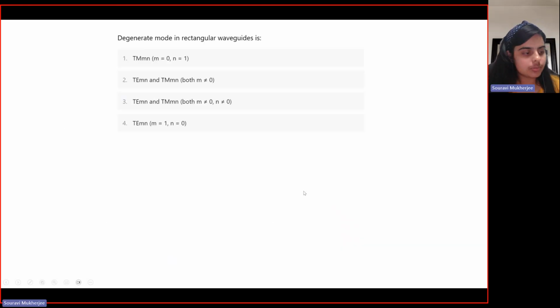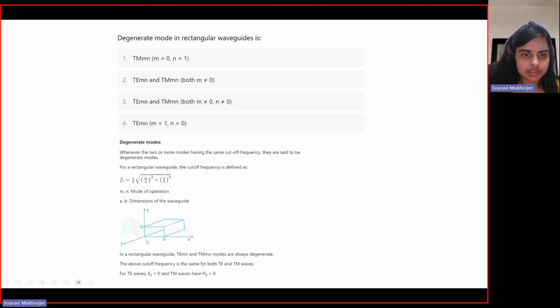Now, degenerate modes in rectangular waveguides. What do you mean by degenerate? So you can see that you have these different modes which are defined by M and N. But there could be many modes which can correspond to the same cutoff frequency. So then those modes would be degenerate. Now the question says that out of all these options, which of them are degenerate modes? Now, if we just look at the expression for the cutoff frequency, we would know the answer. See, whether we talk about TE mode or TM mode, in all the cases, the expression for the cutoff frequency is the same.